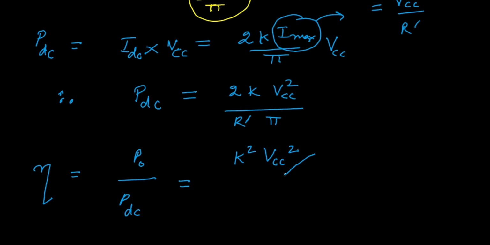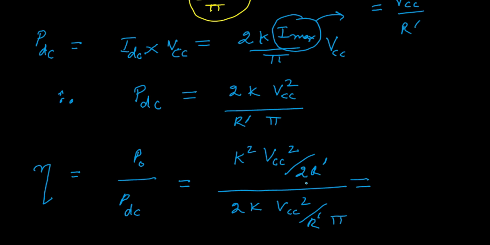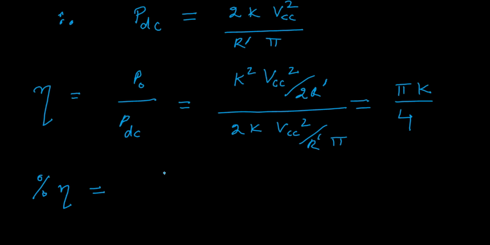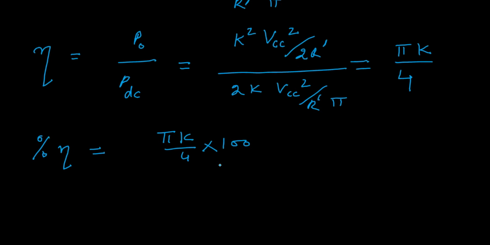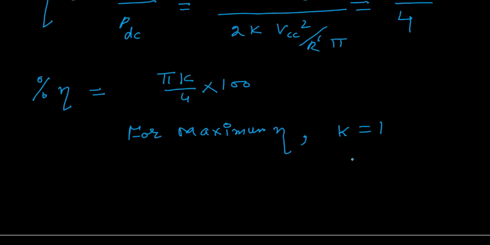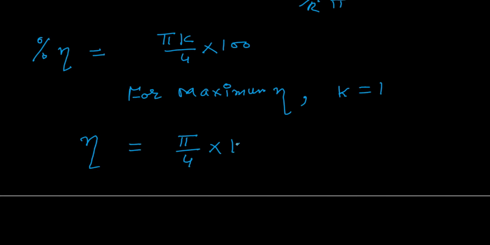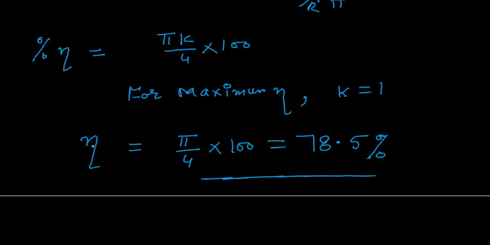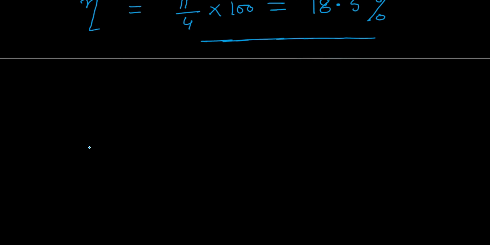Now lastly we are coming to the efficiency, output power over the DC power, and it comes out equal to pi k upon 4. Now substituting the values, if we consider the maximum efficiency, then k equals 1, it comes out 78.5%. Very good efficiency.